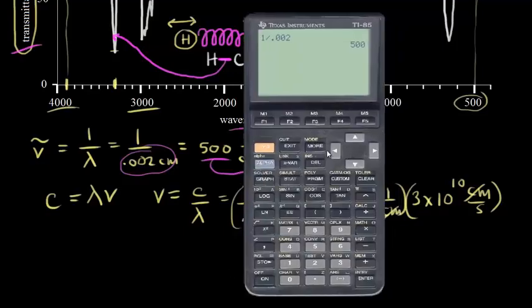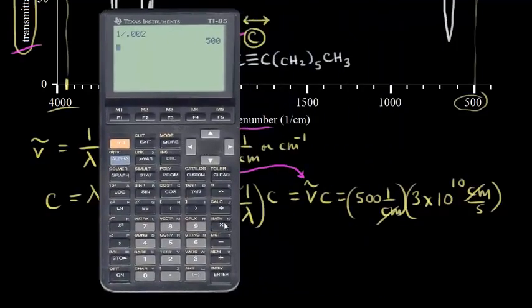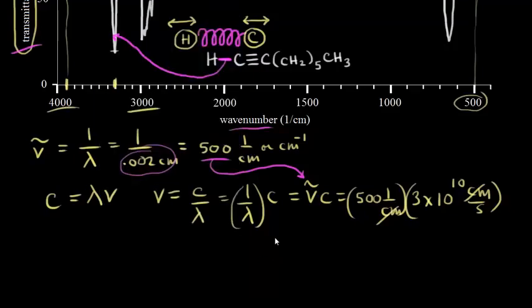So let's get some more room over here. So we take the wave number and we multiply that by the speed of light in centimeters. So 3 times 10 to the 10th. And we get 1.5 times 10 to the 13th. So the frequency would be 1.5 times 10 to the 13th. The units would be 1/seconds, or you could use hertz for that. So a wave number corresponds to the wavelength, and you can also get the frequency from that.